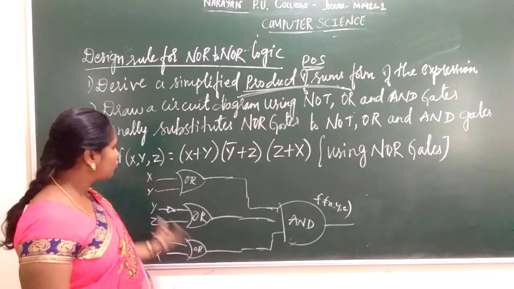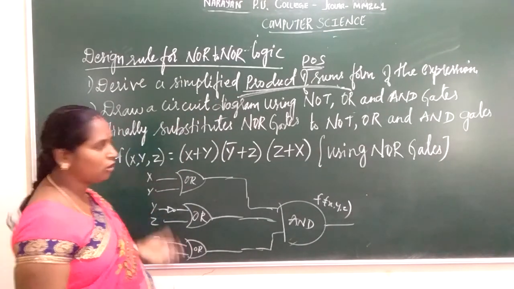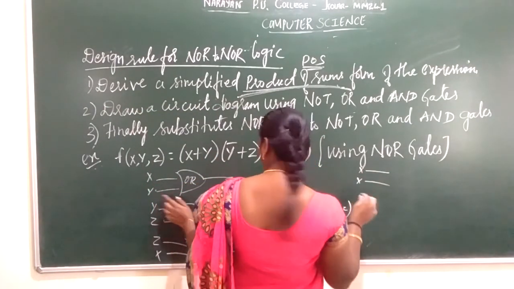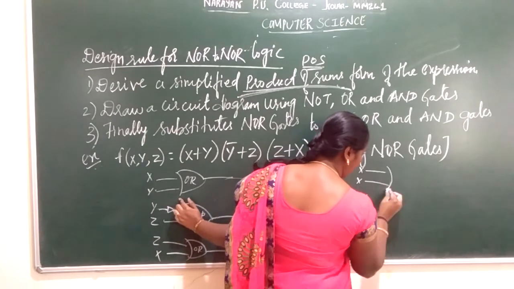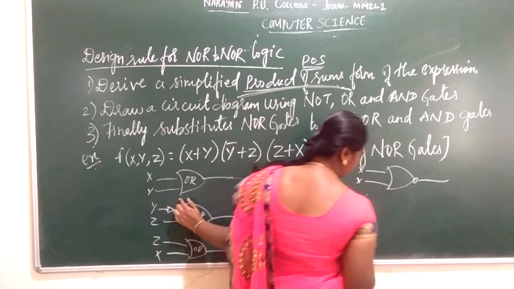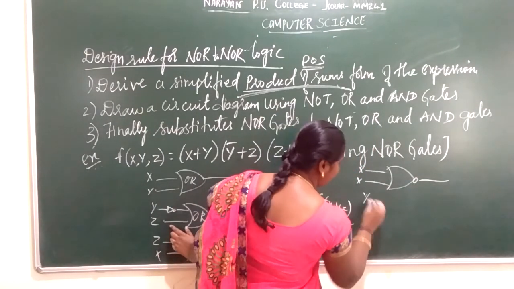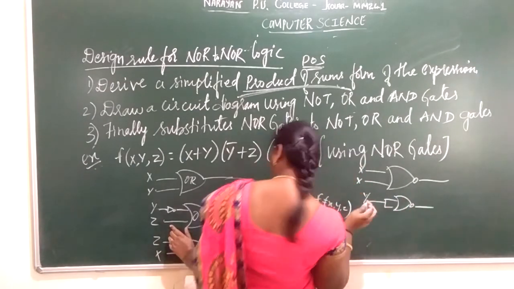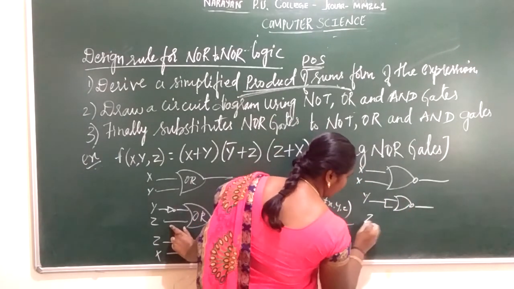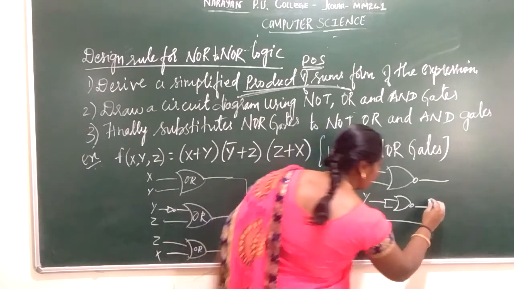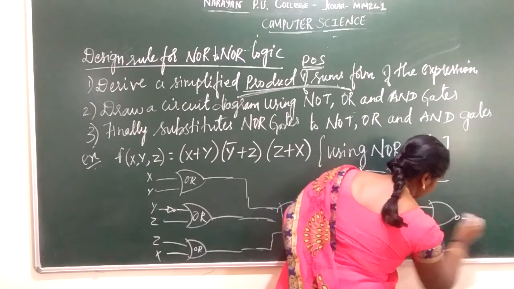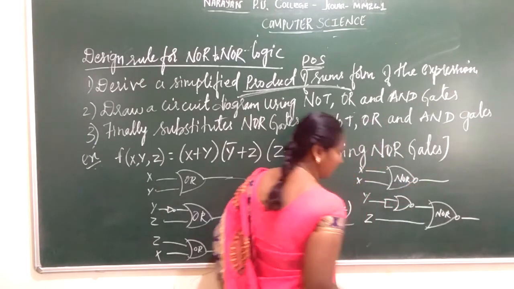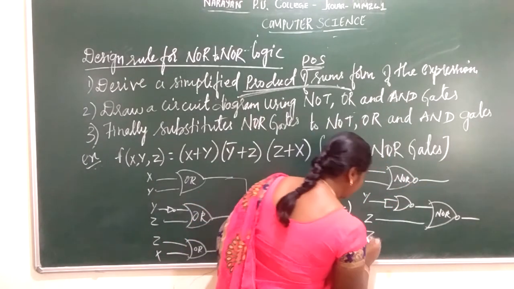This basic gate circuit should be replaced with NOR gates. How are we going to replace it? Same thing, take x, y. I am using a NOR gate. Next, y is there. Y is being complemented, so I made it a complement. Z is there as it is. Use a NOR gate. So this is a NOR gate, and this is a NOR gate. So next you have z x.